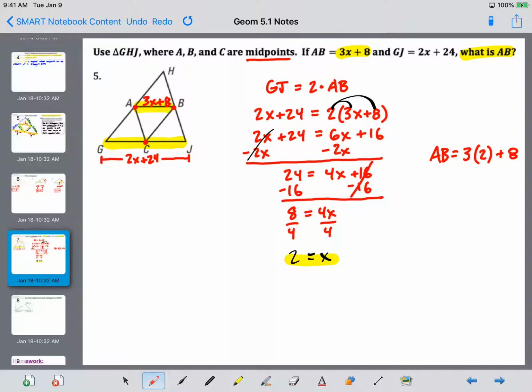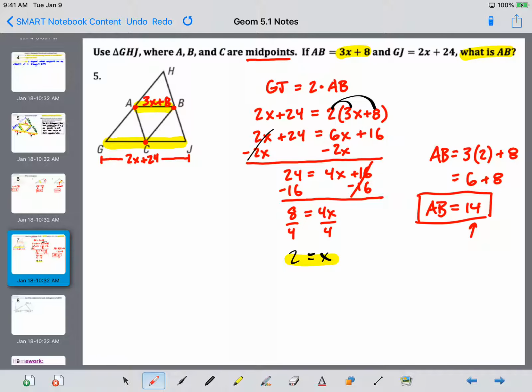plus 8. And that would be 6 plus 8, which is 14. So AB is 14 units long. Well, now that we know that, if they did ask us for GJ, we could double this and say GJ is 28. So once you know one midsegment, it's easier to find the outer lengths, whatever lengths they're asking for. Okay, let's go ahead and flip to our last example for today.